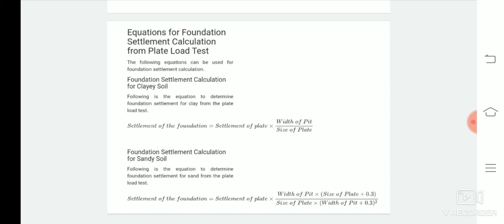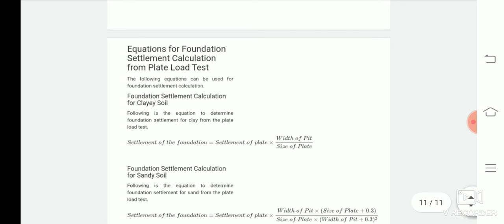For sandy soil or cohesionless soil, what will be the settlement of the foundation? The settlement of the foundation is given by the settlement of the plate multiplied by [(width of the pit multiplied by size of the plate plus 0.3) whole square] divided by [(size of the plate multiplied by width of the pit plus 0.3) whole square]. So this is the formula for foundation settlement in sandy soil. So there are some limitations of the plate load test.